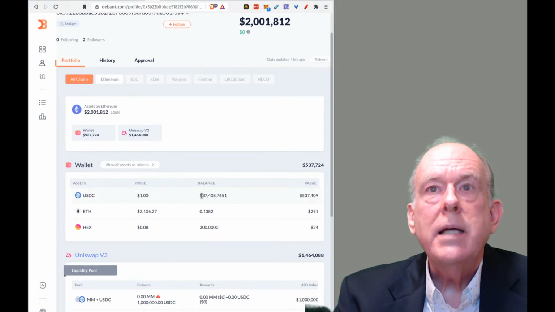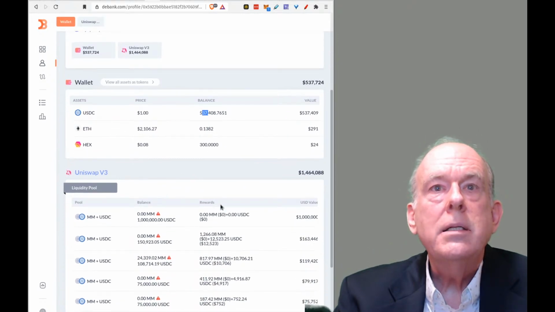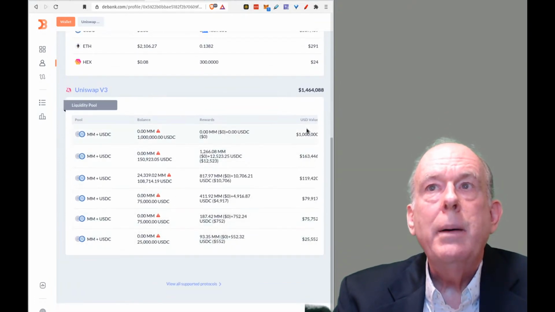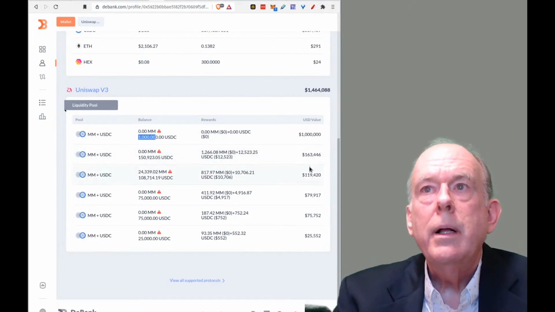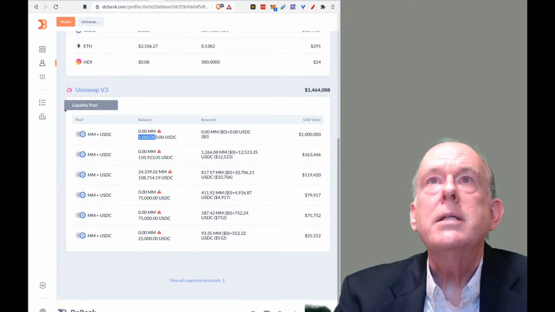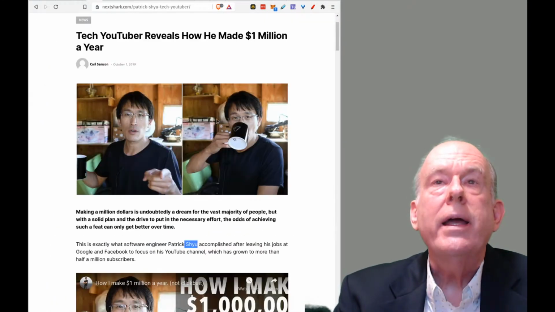Again, in his wallet, he's got $500,000 USDC, and it looks like he doesn't have any tokens now. He just moved them out, I guess. But again, it looks like he's got $1 million at risk. He doesn't. He's got just a few $1,000s at risk. Let's see here. This doesn't show the ranges, it only shows the totals that he's got at risk. But anyway, you pretty much see how the game is run.